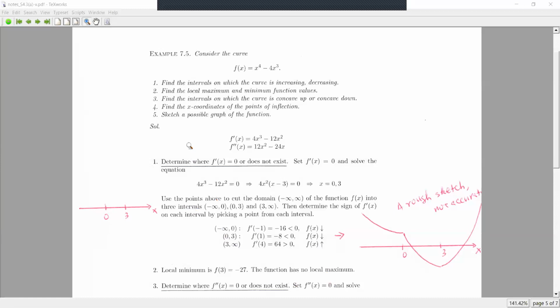So the answer to the first question, find intervals on which the curve is increasing or decreasing. The answer is over this interval, the curve is decreasing. On this interval, also decreasing. On this interval, the curve is increasing. Second question. Find the local maximum and minimum function values.